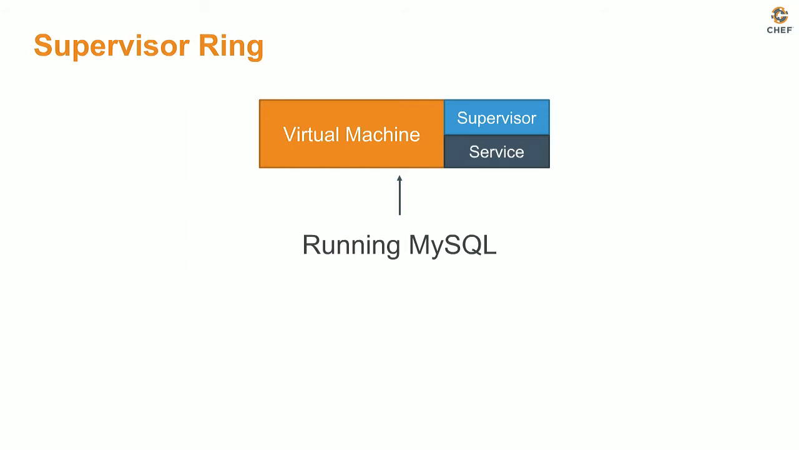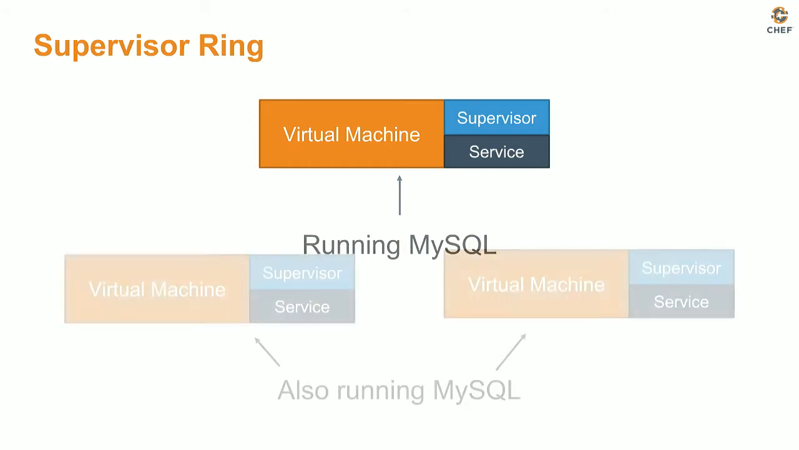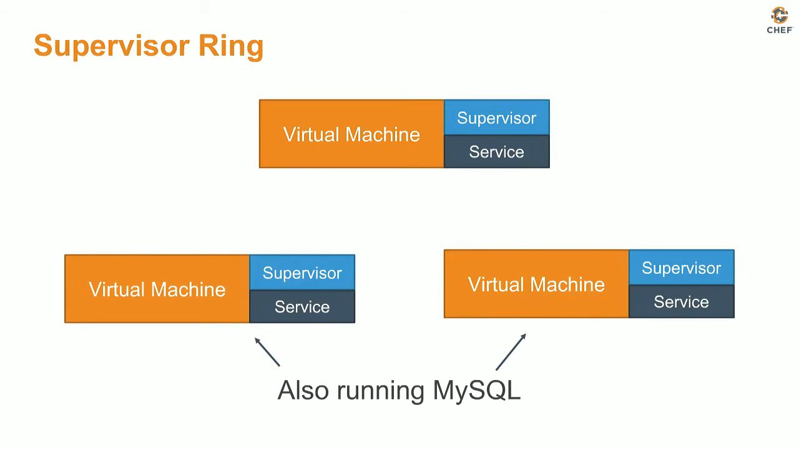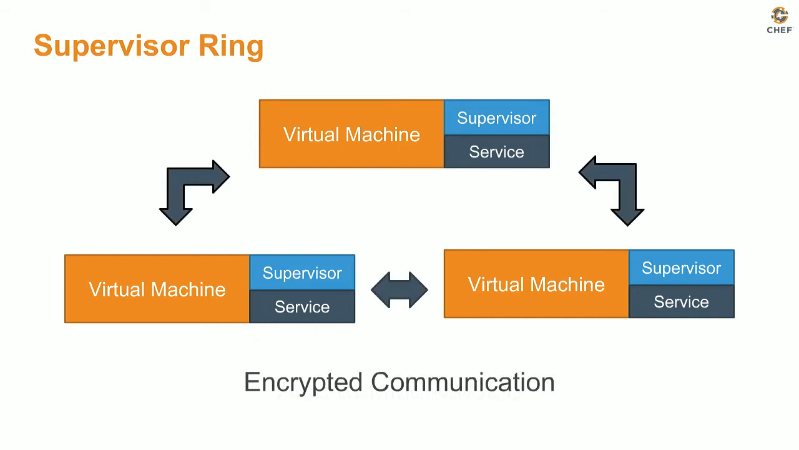Let's say I have a virtual machine. I'm running a MySQL package on it that's created with Habitat, and it's running that MySQL service under the supervisor. One virtual machine works okay for my application in its early days, but eventually I want a cluster. So I do that by spinning up two more virtual machines, also running MySQL. Because they're signed with the same key, we can peer them together and they will find each other and be able to communicate with each other over that encrypted gossip protocol.